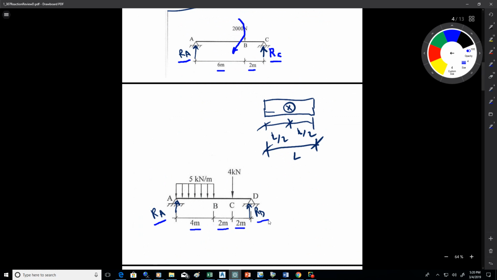Now what we have on this one is a distributed load, so what we want to do is find the area under the load diagram, and that'll tell us the force. So notice that's 4 kilonewtons per meter.